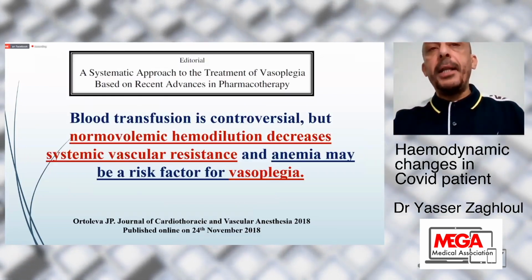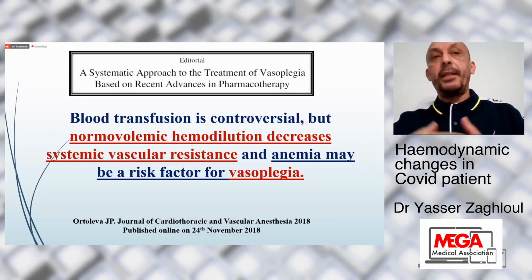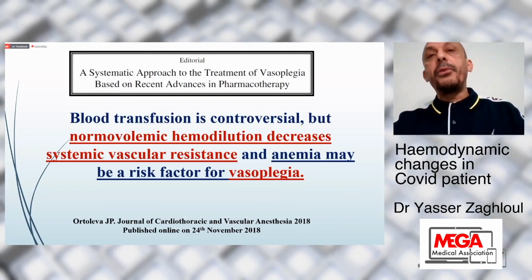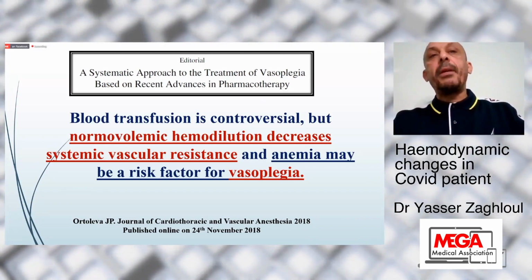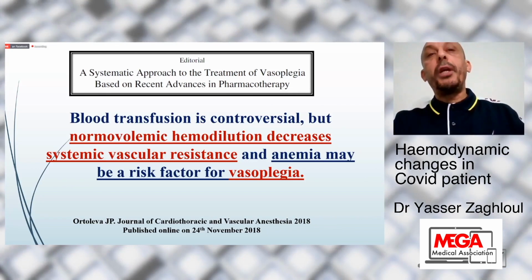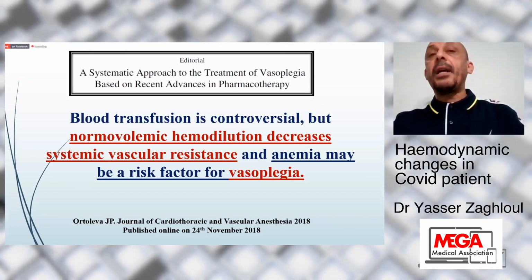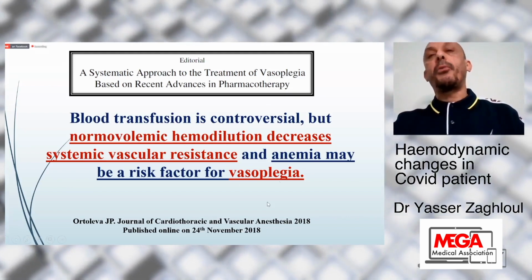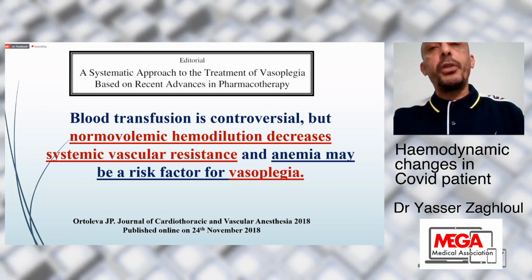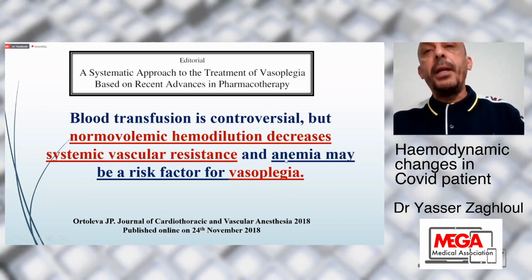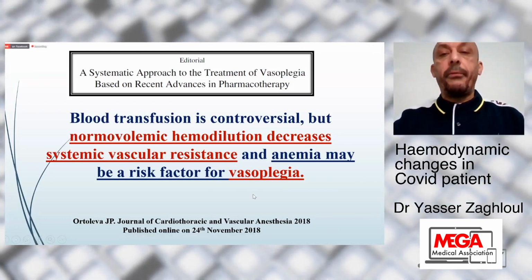The other problem from anemia is that it is well known to cause normovolemic hemodilution and decrease systemic vascular resistance. So this may be good in some patients, but in a patient with sepsis, systemic vascular resistance is already low. So if the patient is anemic, this may reduce the vascular resistance more. And the other important issue is vasoplegia. You are giving norepinephrine or epinephrine, and the patient is not responding because of anemia and its effect on the blood vessels causing vasoplegia.